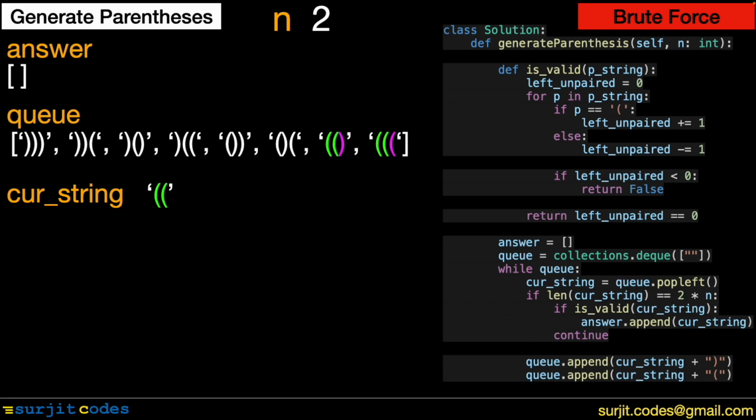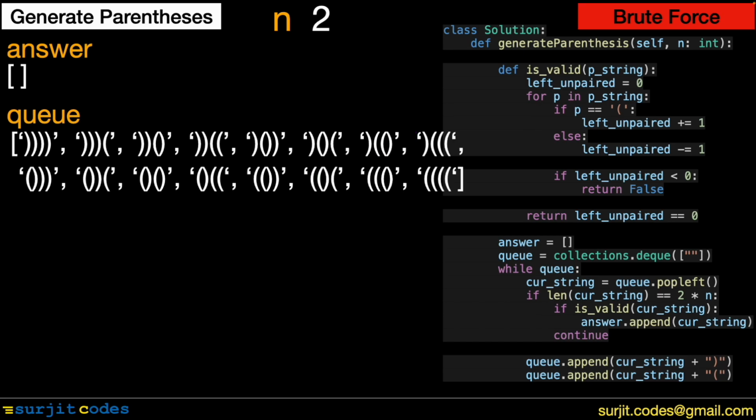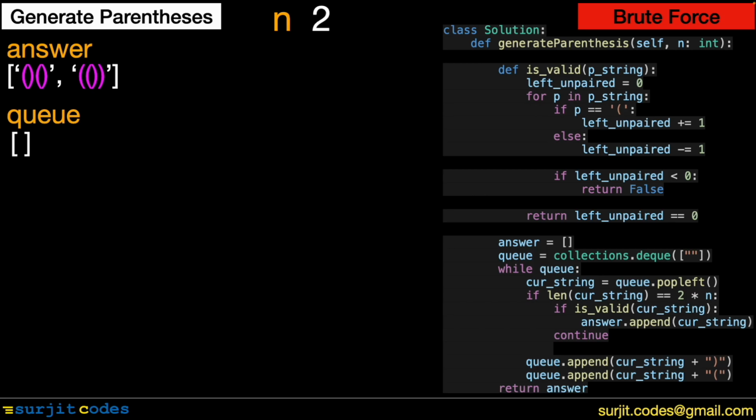All the 8 strings in the queue are of length 3 each. In the next cycle, we will get 16 strings each of length 4. Turn by turn, we will pop them out. Only 2 of these 16 pass the test of being valid and are appended to the answer. After all of these are popped out, we return the answer that contains all of the valid strings of parentheses.